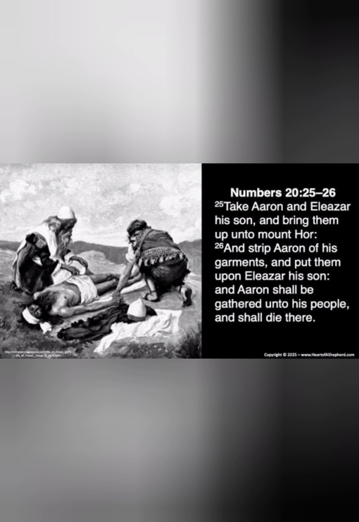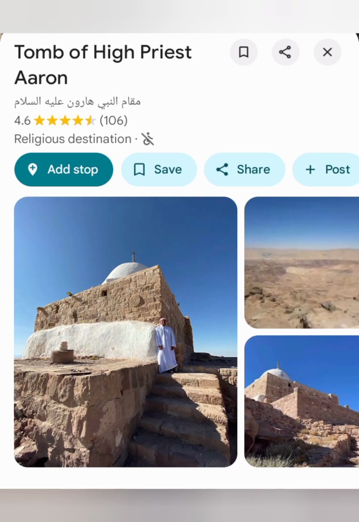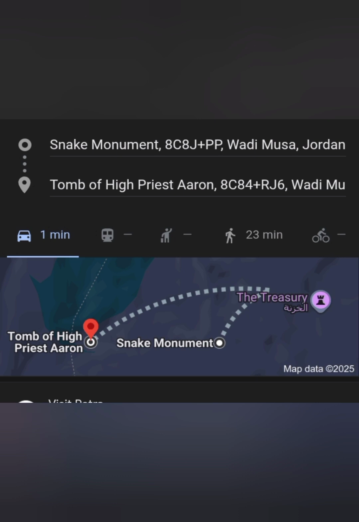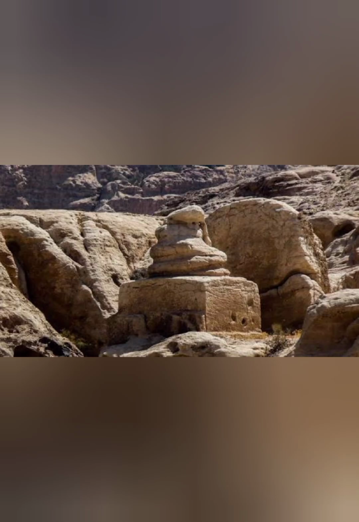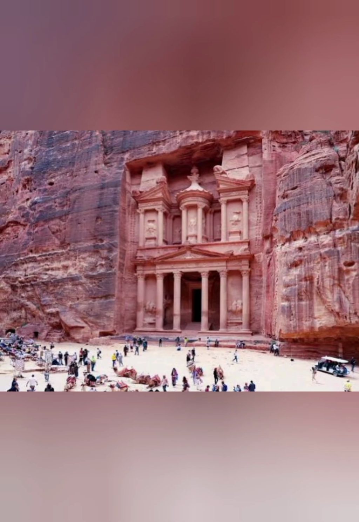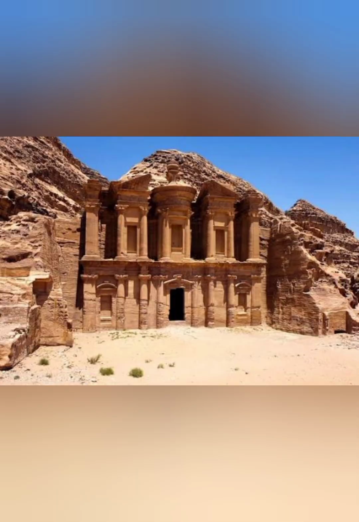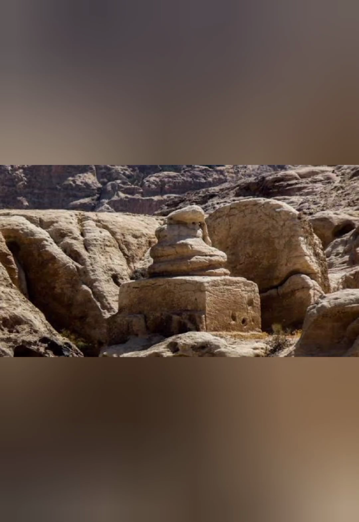So what's interesting about that is that nearby where Aaron was buried on Mount Hor is a rock. It's a snake monument that is close by, and this is also in the area of Petra. And Petra is so impressive. It's amazing. I just love the look of Petra. It's a really cool area, and this is in Jordan. So nearby where Aaron is buried is this snake monument.